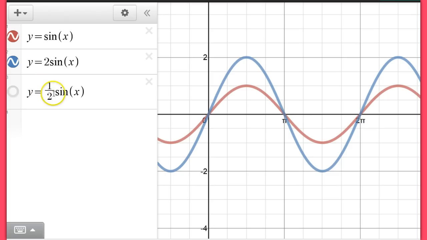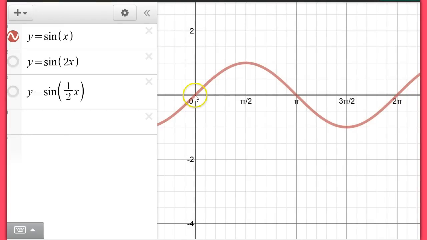If I place now a 1/2 out in front, you're going to see that this is now compressed vertically. So now we have a smaller amplitude. It's 1/2 now, so we have a max height of 1/2 and a minimum of -1/2. The period, again, still stays the same. So that a value out in front just makes the amplitude adjust, which is basically a vertical stretch or a compression.